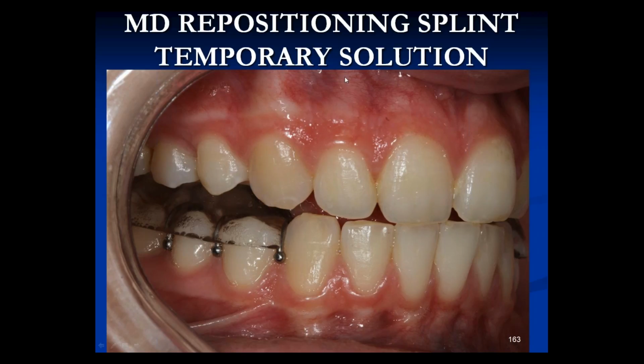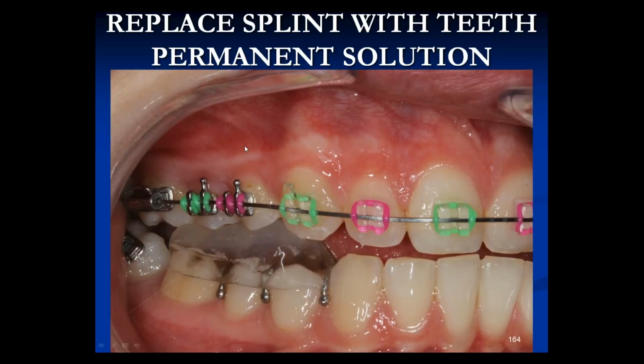I tell my patient this is a temporary solution. The permanent solution is replace the splint with teeth. Such a simple concept. Grind down the splint, bring the teeth up to the same position where the splint found they were pain-free. How easy is that? But orthodontics is the best way to do it.